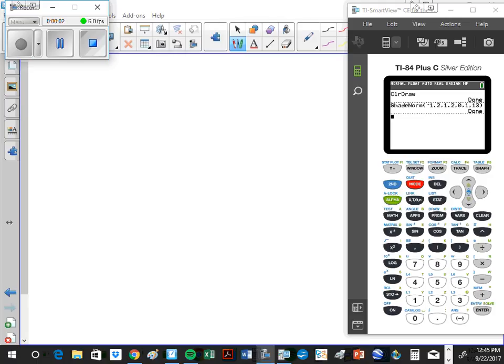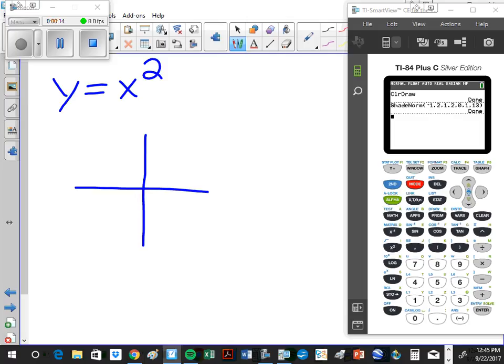Today we're going to talk about transformations of quadratic functions. The most basic quadratic function is y equals x squared. What does that look like graphically? It's a parabola. Actually, let me draw it like this. Like that. Okay? And then we can start making transformations on that.